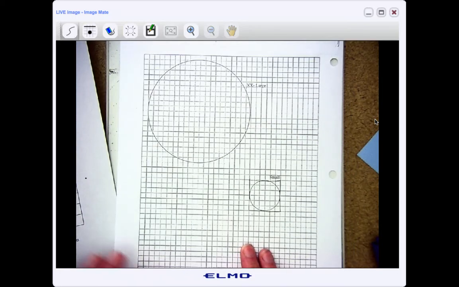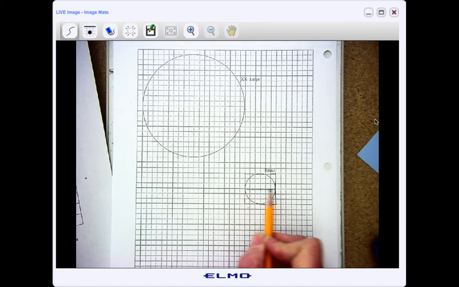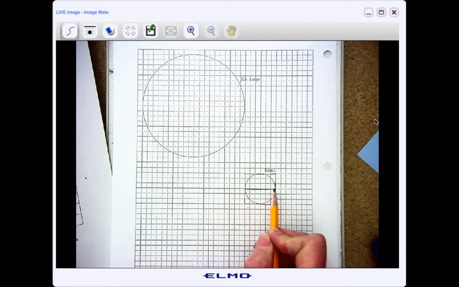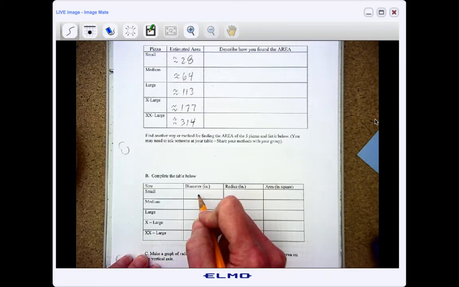So I want you to look at the small circle, and we're going to try and find the diameter. Okay, so you're going to count how many blocks across. Looks like it's 1, 2. So how many length? 1, 2, 3, 4, 5, 6. So on my paper, I'm going to write that the diameter of the small circle was 6 inches.